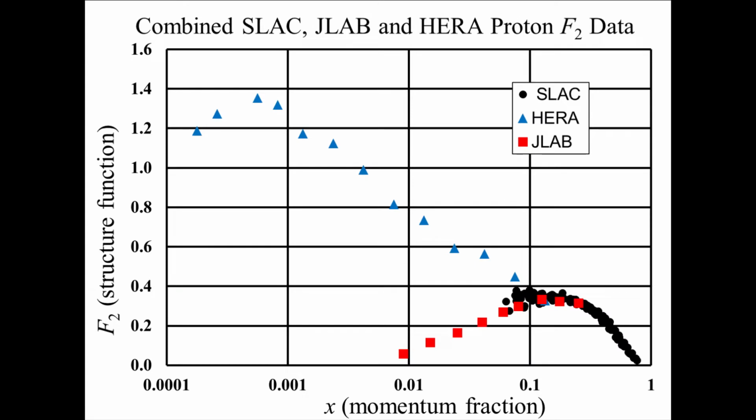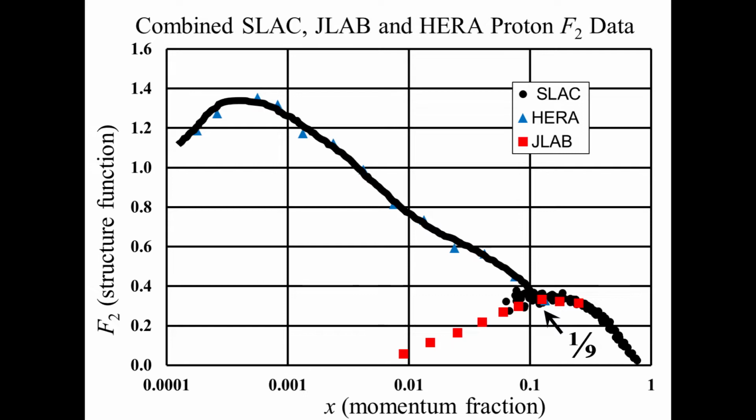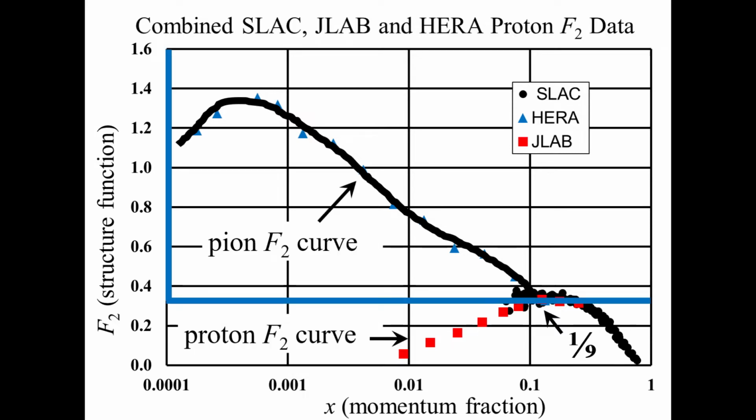The combined F2 graph reveals 2 interesting things. 1, the 3 data sets converge at x equals 1/9, and 2, the HERA curve has the same shape as the SLAC curve, just at higher F2 values over a tighter momentum fraction range. It can be shown that the HERA curve is likely the F2 structure function curve of the particles inside the proton, the pions, sitting on top of the proton F2 curve.